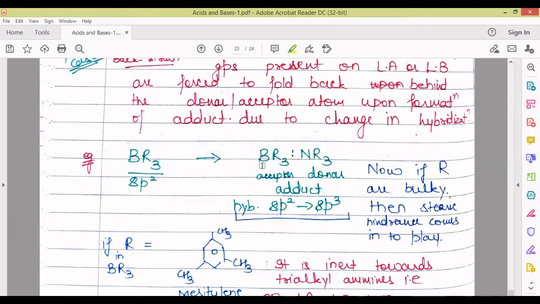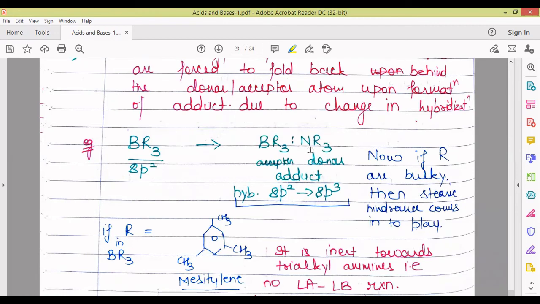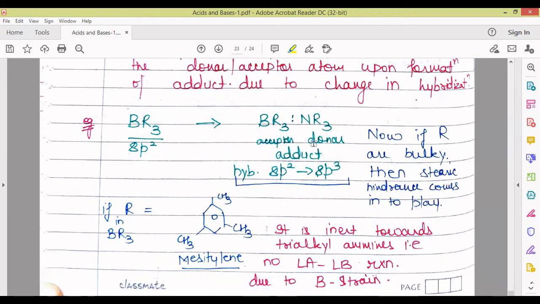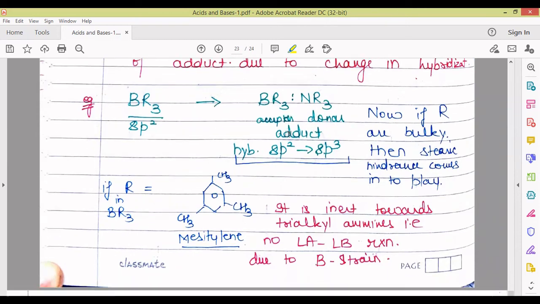Now the hybridization of BR3 is sp2 before the formation of the adduct. Once the adduct is formed, the fourth group attached here is NR3, so the hybridization changes to sp3, right? And it remains sp3 due to the presence of the lone pair. Now if the R groups are bulky, then steric hindrance comes into play. If the R groups are not bulky, it will happily change its hybridization from sp2 to sp3 because not much repulsion is there between the bonding groups.